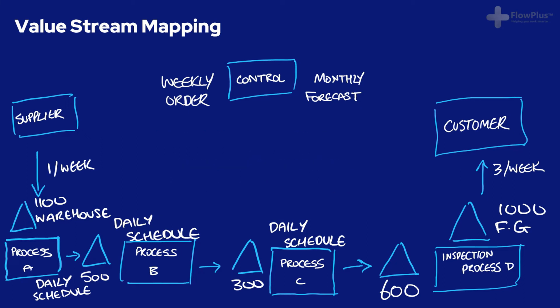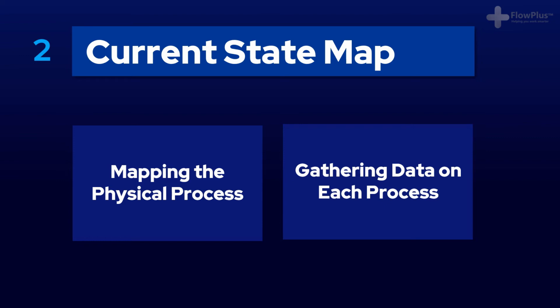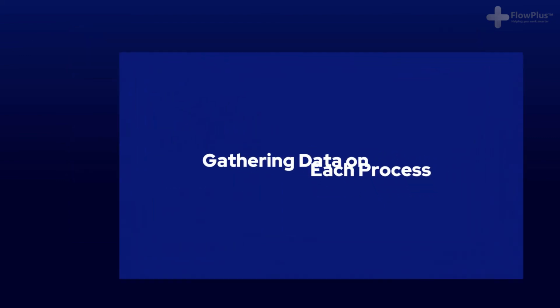By the end of the mapping, you should have a skeleton of the value stream map showing the flow of value through the system. It may look something like this. Next, we move on to the second section of the current state map. This is gathering the data for each process.